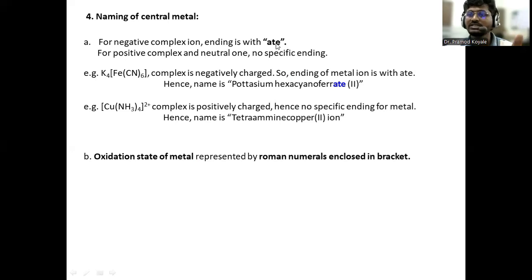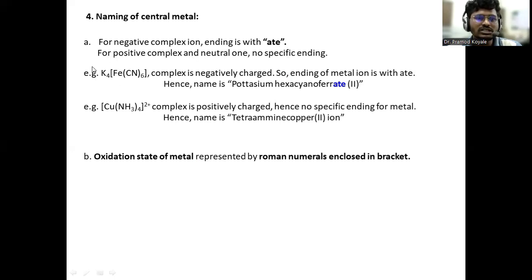If it is Fe, it is ferrite. If it is copper, it is cuprate. And on the other side, if it is a positive complex or a neutral one, no specific ending is required. I think this is presumed.